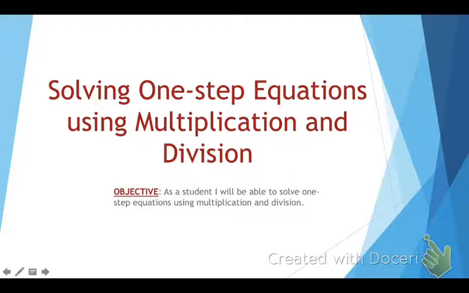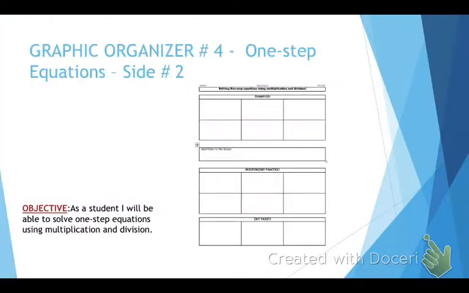So, your objective for this video. As a student, you should be able to solve one-step equations using multiplication and division. This is on the back side of graphic organizer number 4. You are on side 2. Make sure it looks like this. We have 6 examples, 6 independent practice, and 3 wonderful and most important exit tickets.